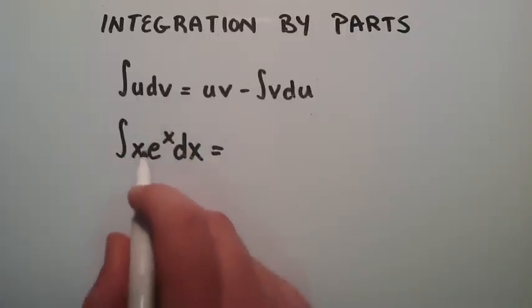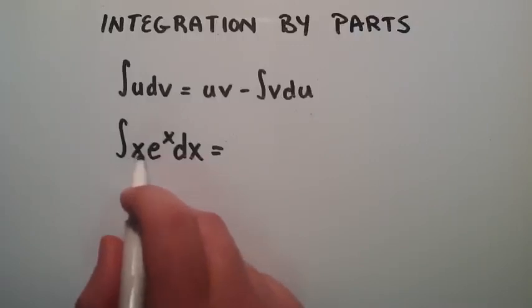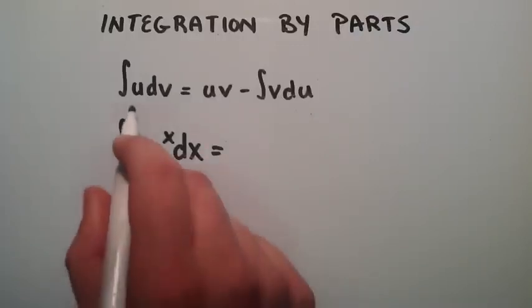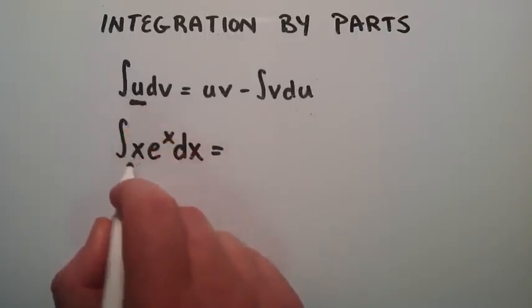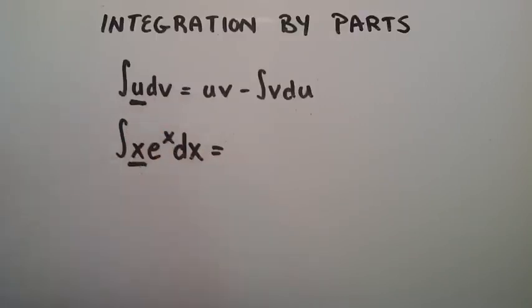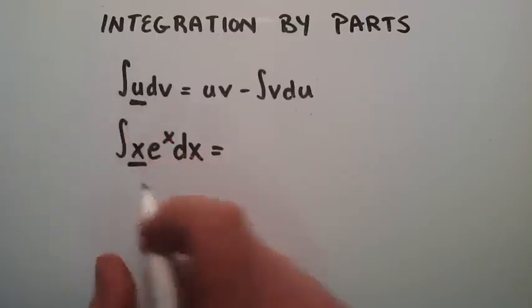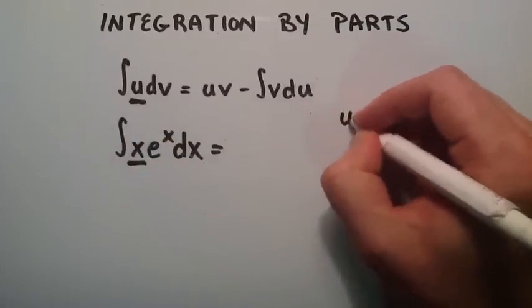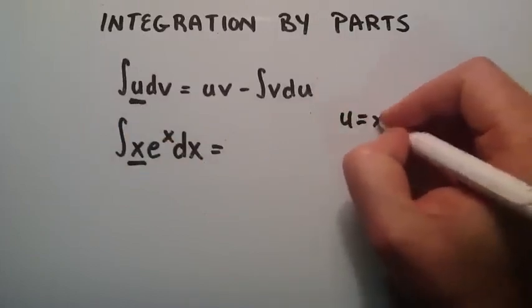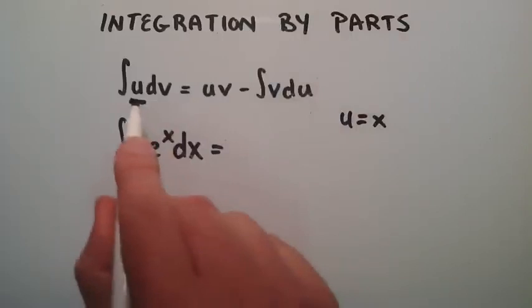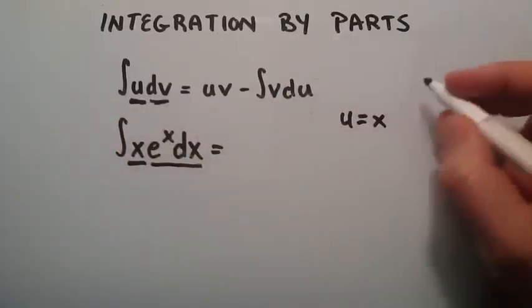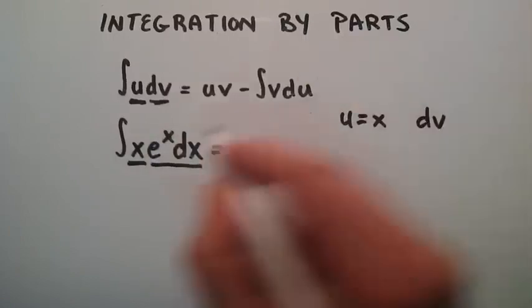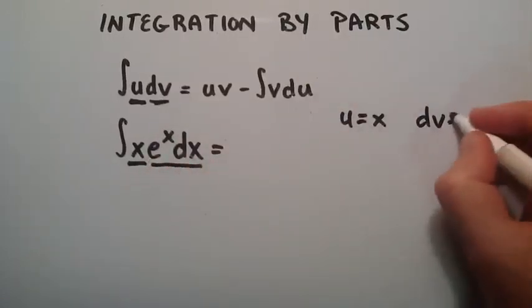Usually we want to pick the part that will turn into a constant if we take the derivative enough times for our u. If we take the derivative of x with respect to x, it will turn into the constant 1. So we'll go ahead and pick that for our u. U, we decide, is going to be x. Since we chose x to be our u, the rest of this has to be the dv. So dv is equal to e to the x dx.